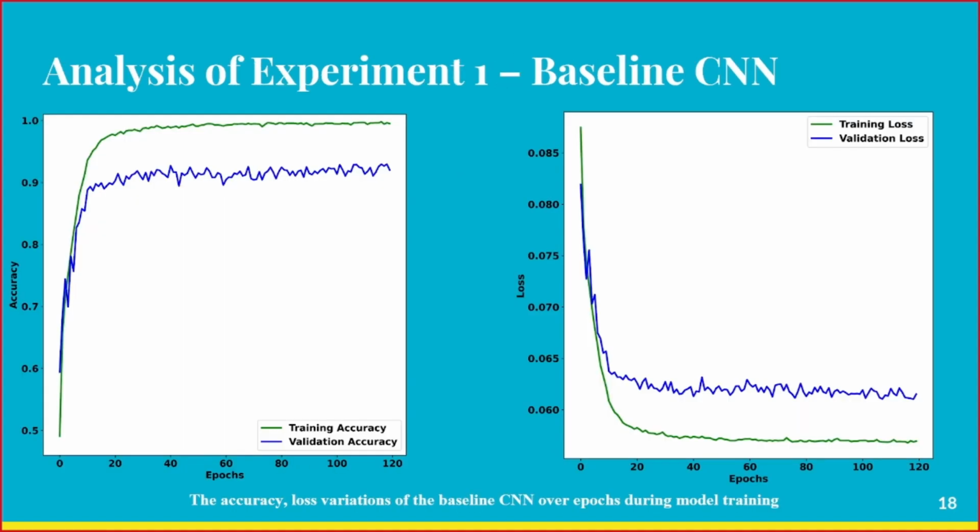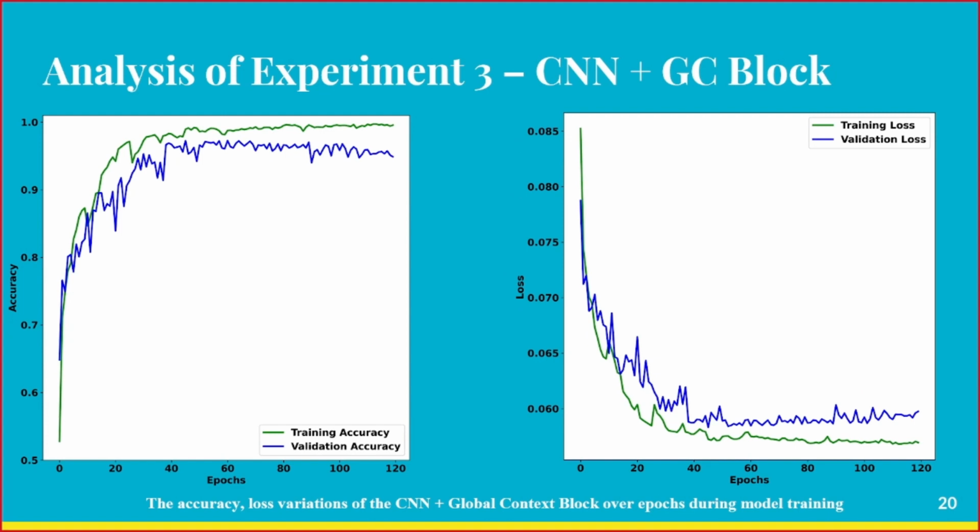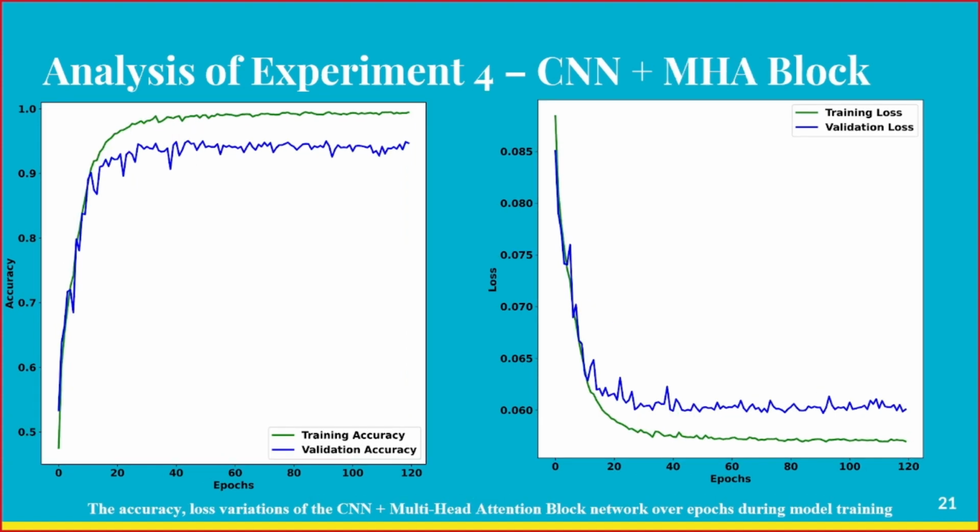Analysis of experiments. First, the baseline CNN was taken and trained with the augmented dataset for 120 epochs, and this is the accuracy and loss graph that we got. We got an accuracy of around 91%. Then the baseline CNN was incorporated with the Inception module. This is the accuracy and loss graph that we got, and we got an accuracy of around 92.5%. Then the baseline CNN was incorporated with the GC block, and we got an accuracy of around 94%. Then the baseline CNN was incorporated with the multi-head attention module, and we got an accuracy of around 93.8%.